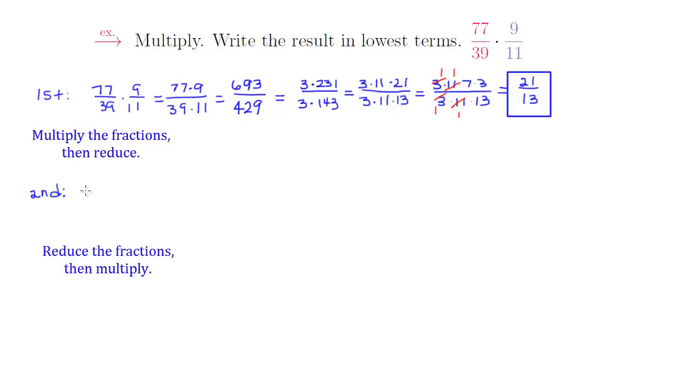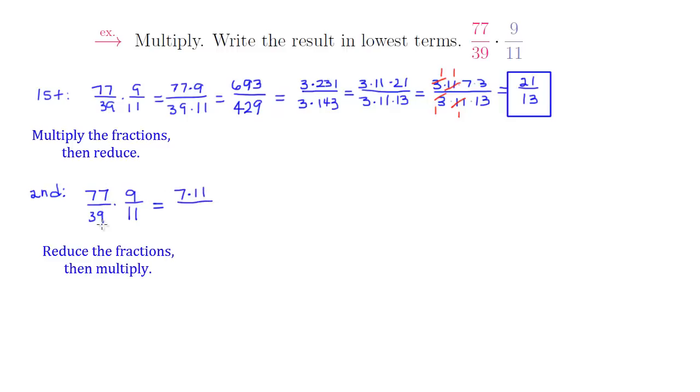So let's take our fractions again. 77 divided by 39, multiplied by 9 divided by 11. And before we actually multiply, we want to reduce. So I want to look at 77 and think, what goes into 77? Well, 77 is actually 7 times 11, right?